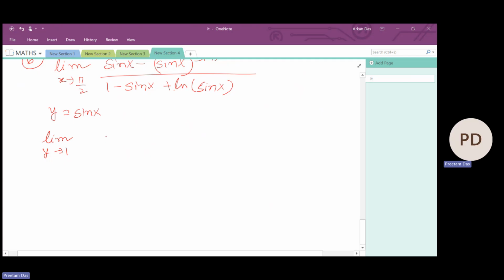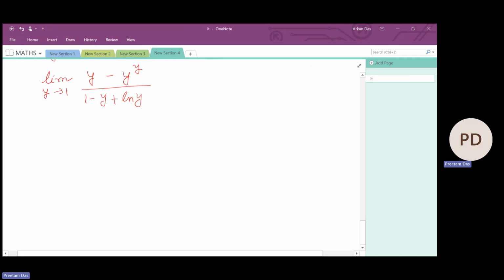What is the term now? In place of sin x, we are writing y. So this will be 1 minus y plus ln y. So we can clearly see this is a 0 by 0 case. So what to do in the case of 0 by 0? We can use the L'Hopital rule. 1 minus. What is the differentiation of y raised to y? This is something that you should remember as a formula. It is y raised to y times 1 plus ln y.